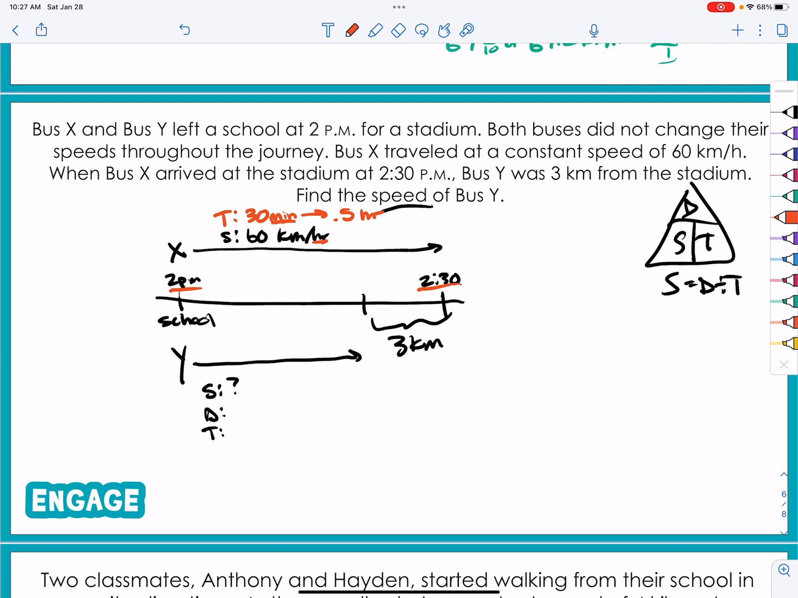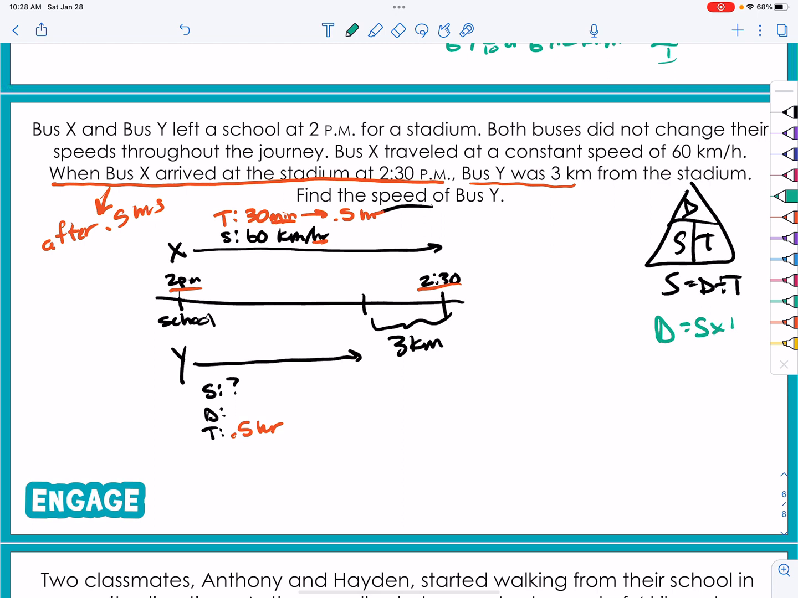So this here says when Bus X arrived at that stadium. That is a sneaky way of saying after 0.5 hours, Bus Y was 3 kilometers away. So we know that this is for the same amount of time, those 0.5 hours. So we've identified our time for both Bus X and Bus Y. We need to figure out the distance that Bus Y traveled. But in order for us to calculate distance using the triangle, we need distance equals speed times time. We only know time, we don't know speed.